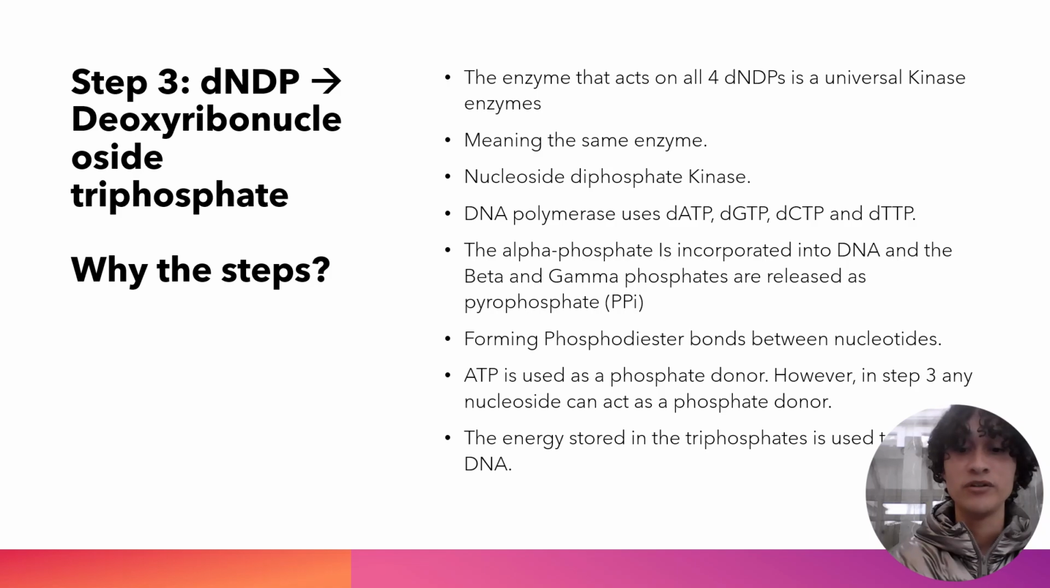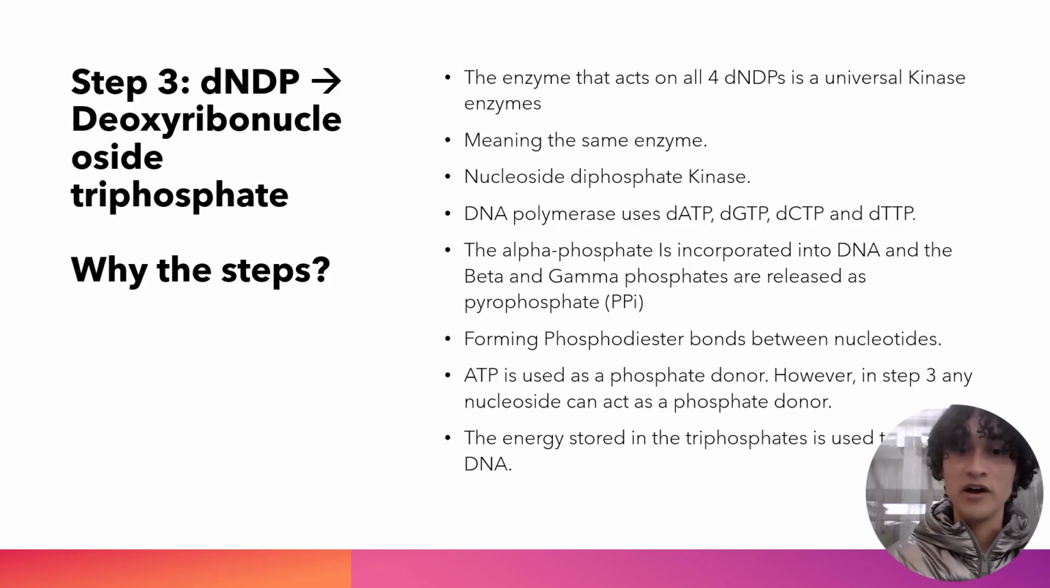this final phosphorylation from ATP to the nucleoside diphosphates, is a universal kinase enzyme, which means it's the same enzyme that does it for all 4 of the nitrogenous bases. So just to recap, for example, we've got deoxyadenosine monophosphate. The enzyme that catalyzes that phosphate transfer from ATP is adenylate kinase. Conversely, for guanosine monophosphate, to get guanosine diphosphate, you use guanylate kinase to catalyze that transfer of phosphate groups. So there are different enzymes, but for this process it's the same enzyme.